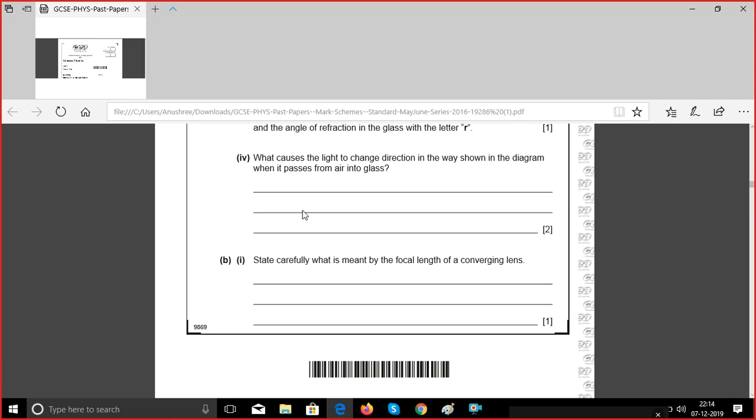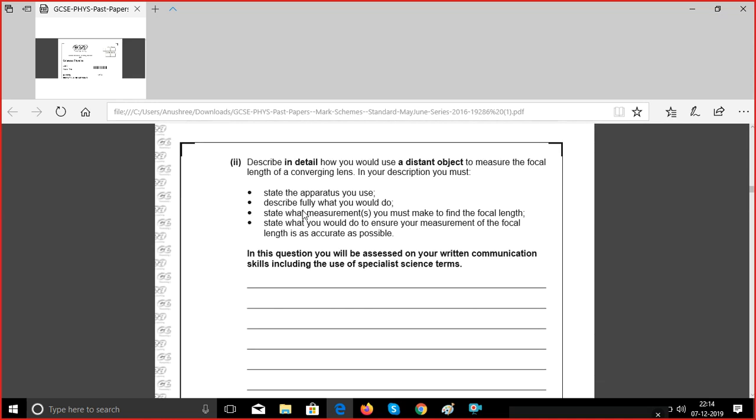Question 2. Describe in detail how you would use a distant object to measure the focal length of a converging lens. In your description, you must state the apparatus you use, describe fully what you would do, and state what measurements you must make to find the focal length. State what you would do to ensure your measurement of the focal length is as accurate as possible.